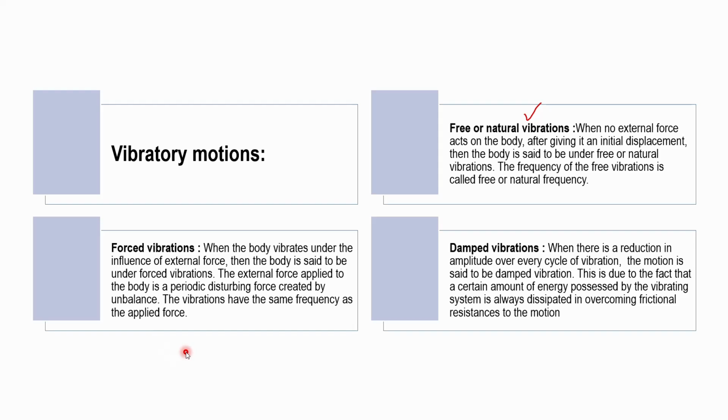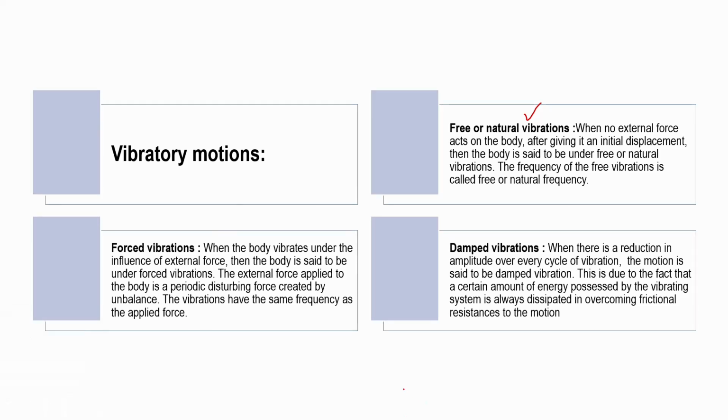For example, in an IC engine, the internal combustion engine, the engine has four strokes: suction, compression, expansion, and exhaust, and there are vibrations which are created because of the unbalanced forces present in the system. Now, damped vibration means what? When the vibrations are decreasing in their magnitude.